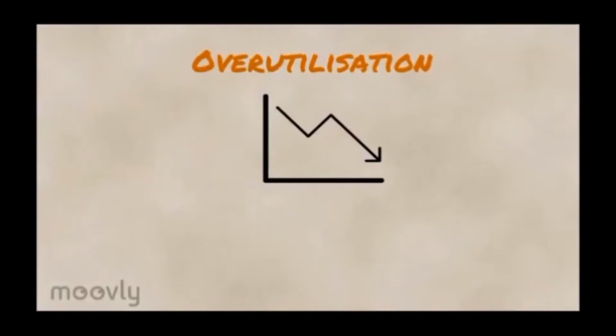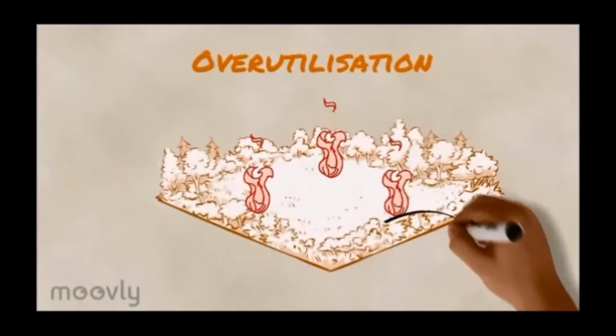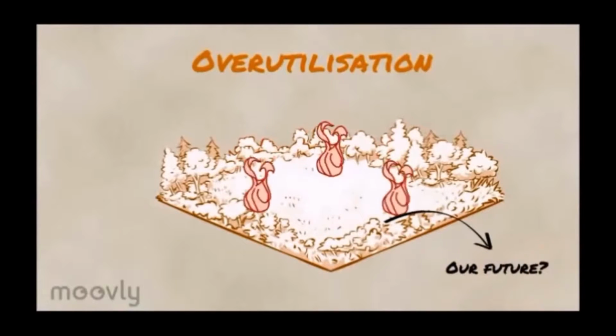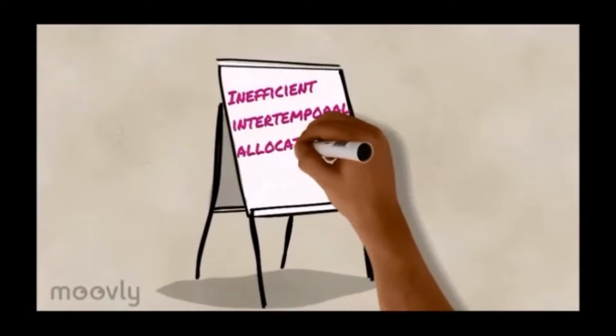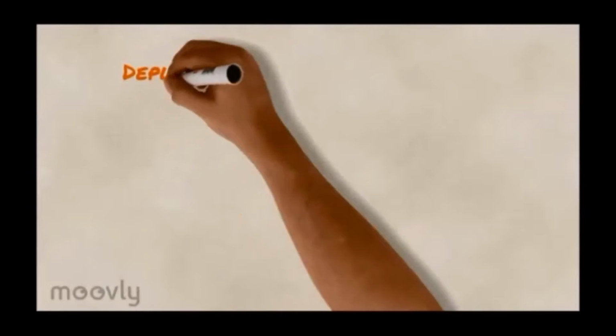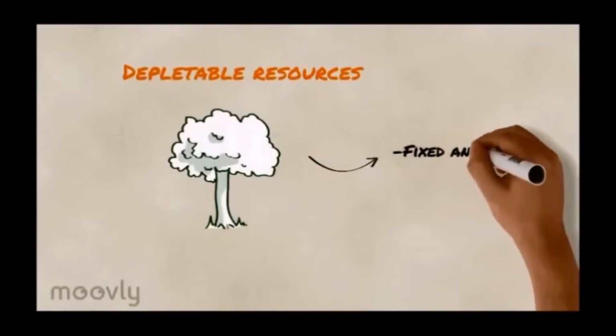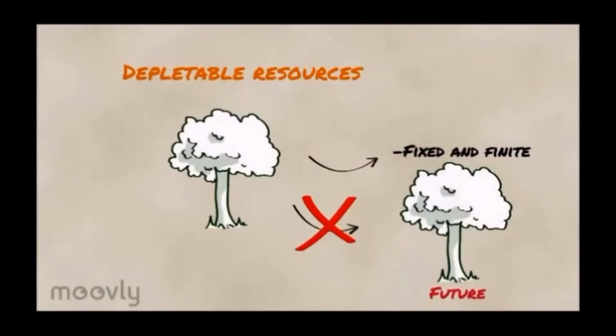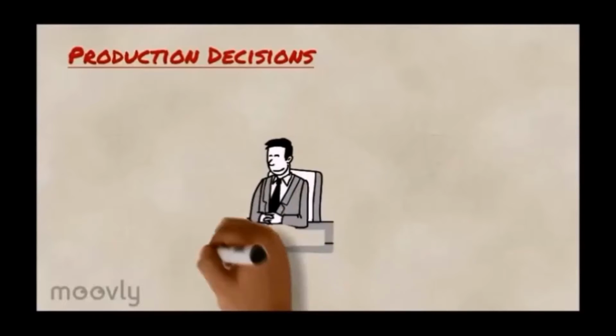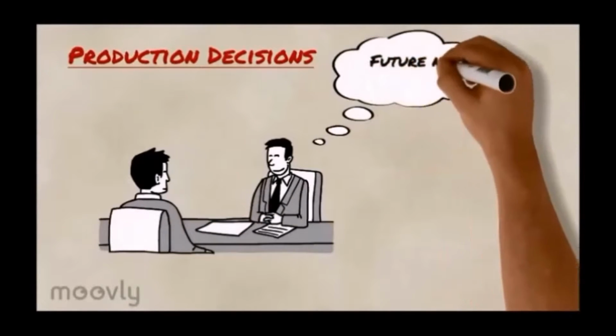The overutilization of resources in the present time period leaves lesser resources available for future generations, which brings out another problem: inefficient intertemporal allocation of resources. As supplies of depletable resources are fixed and finite, production of one unit today precludes future production of the unit. Therefore, production decisions today must take foregone future net benefits into account.